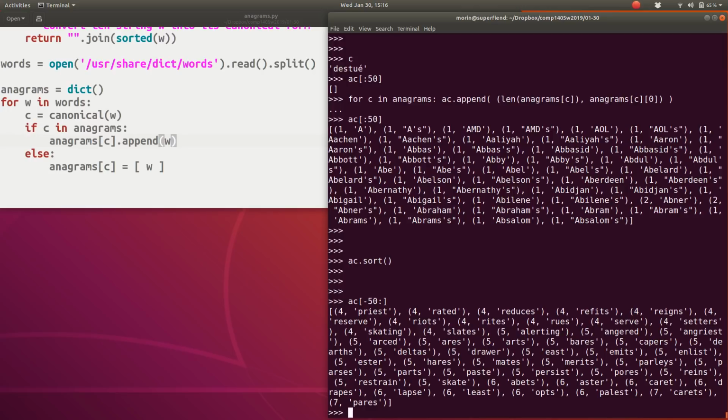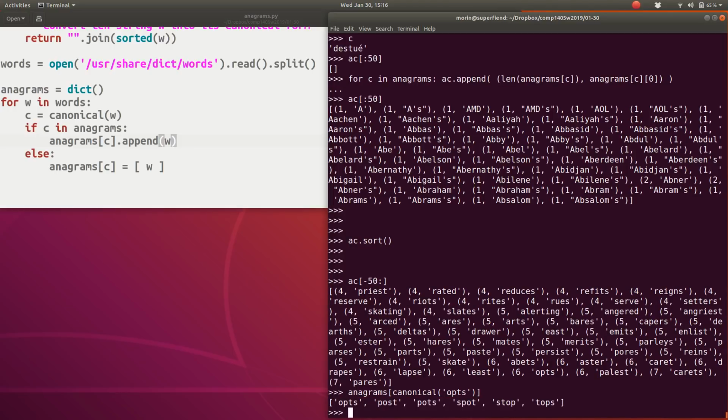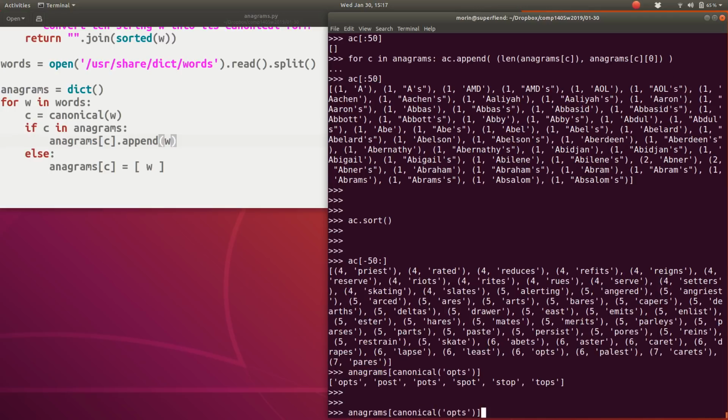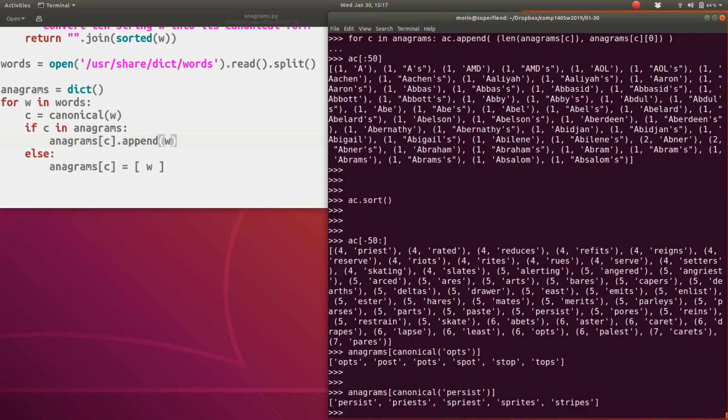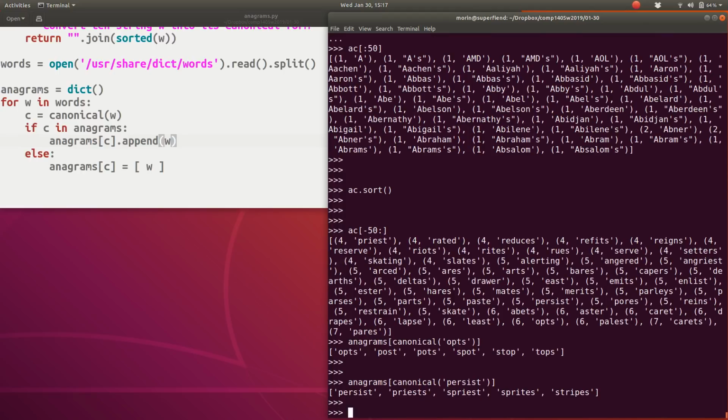So OPTS has 6 anagrams. What are they? We can ask that by looking at it: POTS, spot, stop, tops. Persist has 5 anagrams: persist, priests, spriest, sprites, and stripes. Okay.